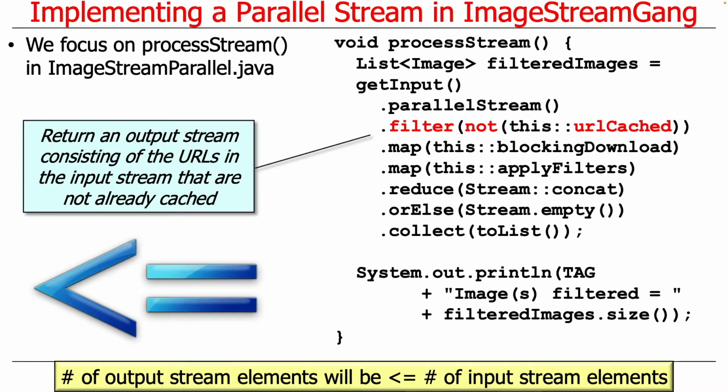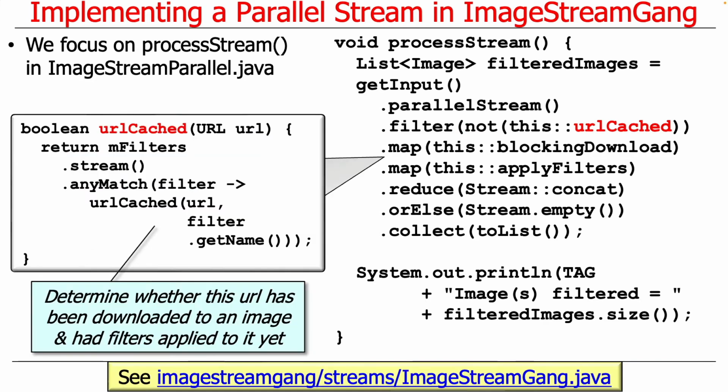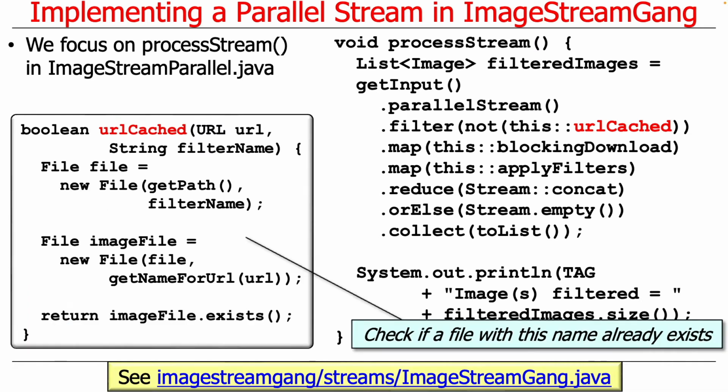As a consequence of doing this, the filter operation, as always, might return fewer elements in the output stream than came in for the input stream. It doesn't change the type, it doesn't change the values, it just filters out the ones we don't need. And here's what urlCached looks like. It basically does a little check to see whether anything already exists in the file system with this name. So it's going to go ahead and do an anyMatch. And if there's anything with that name, we've already downloaded and filtered this before.